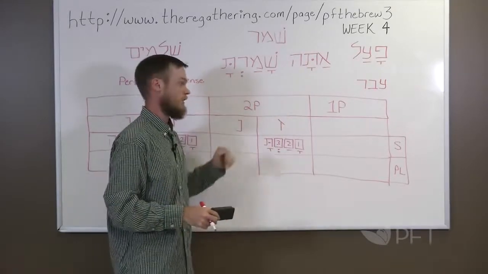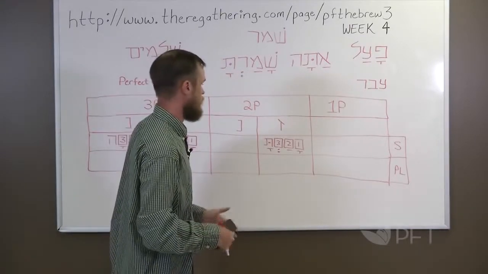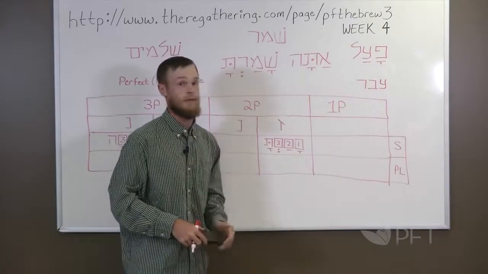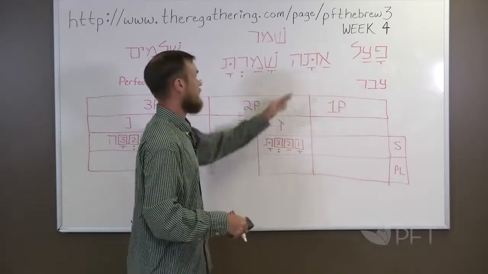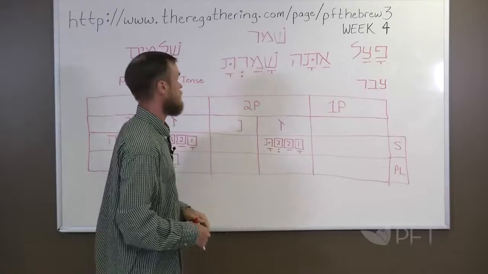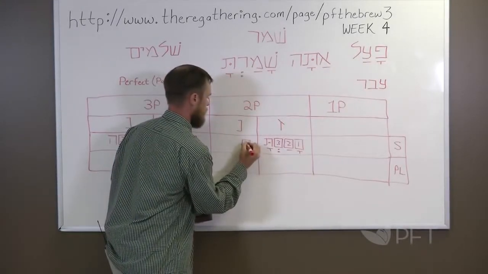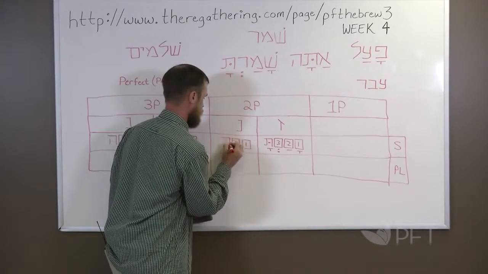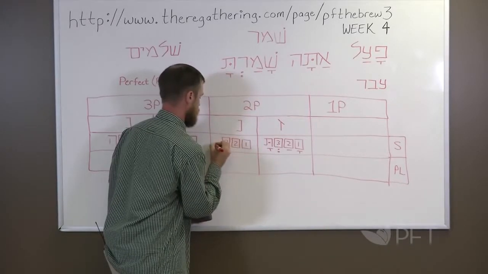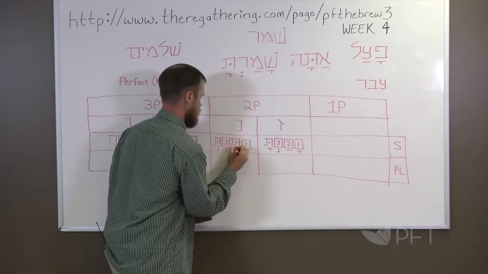There's a whole other chart like this for the future tense, which is on your notes. It's directly below this one, and we'll go over that more in detail in the next class. But ata shamarta, you kept. All right, the feminine is spelled the same, but with a vowel change. The kamets at the end changes to a shva.